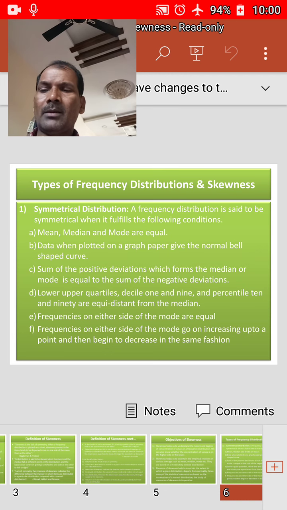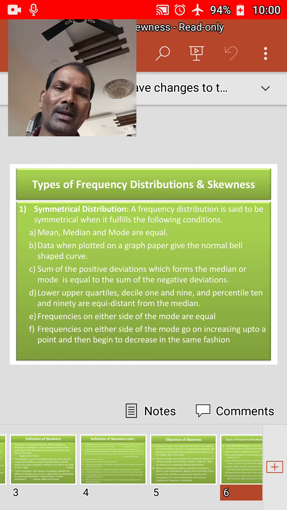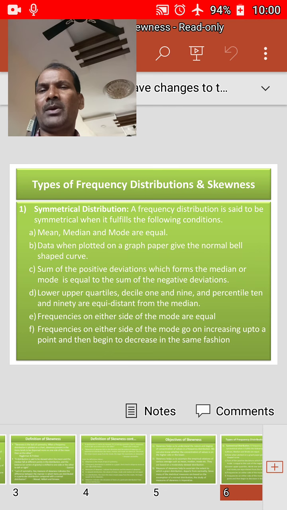Next, the sum of the positive deviations from the median or mode is equal to the sum of the negative deviations. As a balance, you will find the two sides must be equal. That means the sum of those positive deviations must be equal to the sum of those negative deviations.